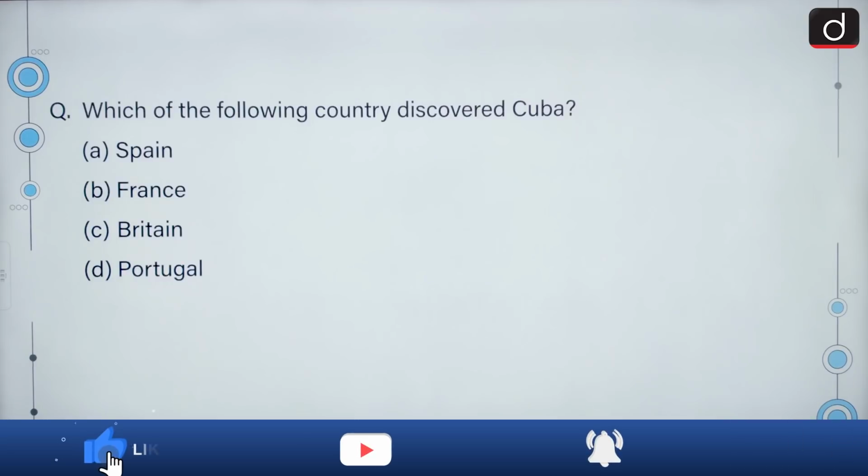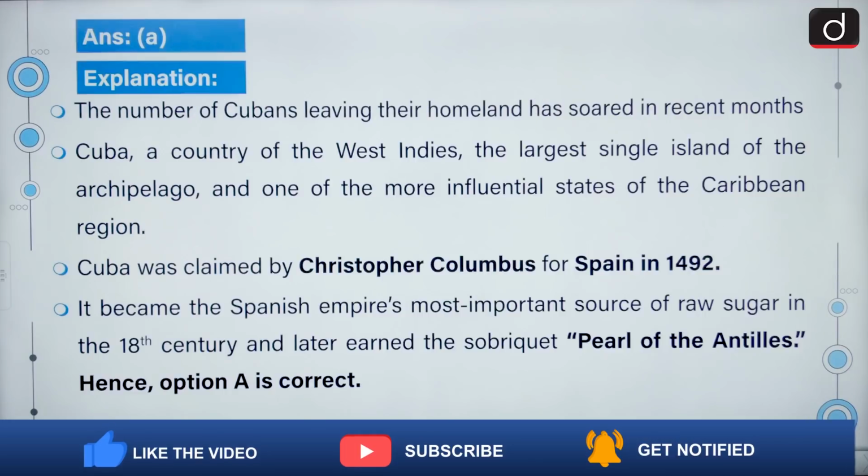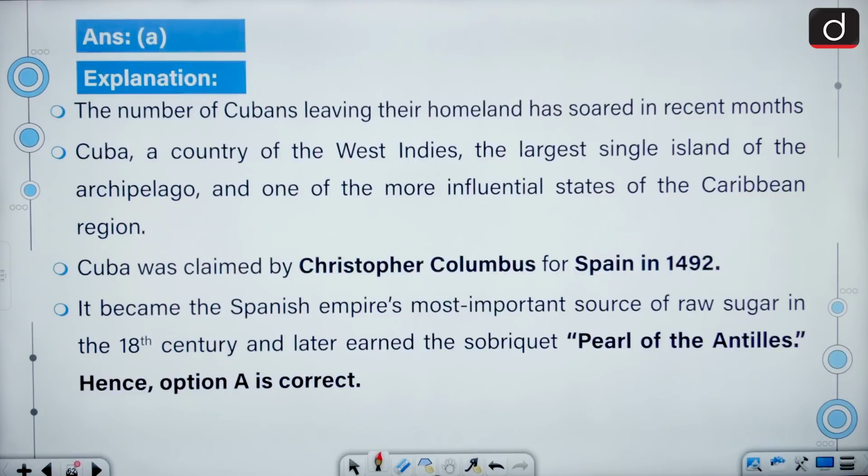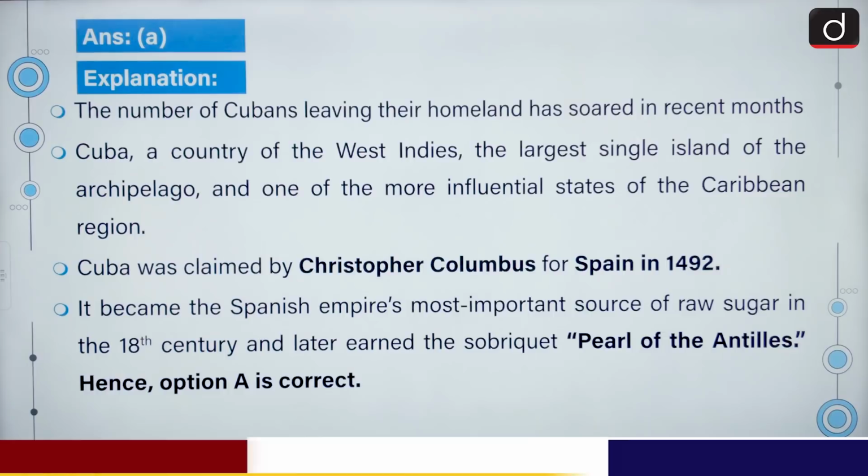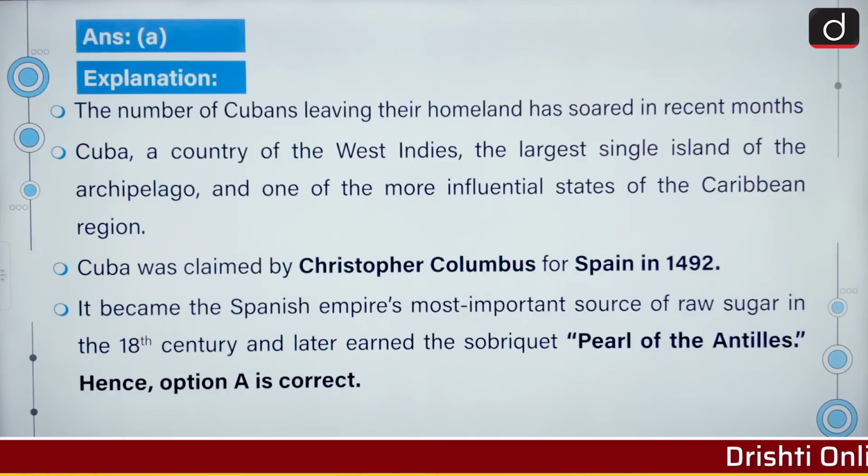Which of the following countries discovered Cuba? The correct answer is Spain. The number of Cubans leaving their homeland has soared in recent months. Cuba, a country of the West Indies, is the largest single island of the archipelago and one of the most influential states of the Caribbean region. It was claimed by Christopher Columbus for Spain in 1492 and became the Spanish Empire's most important source of raw sugar in the 18th century, and later earned the sobriquet Pearl of the Antilles.